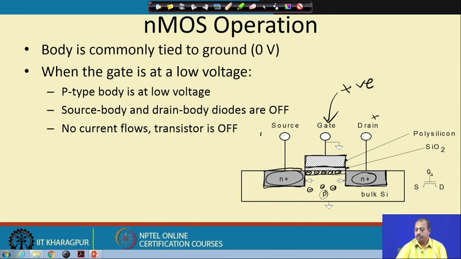Pictorially, it is represented by a symbol like this. In this symbol, we have two terminals, source and drain, and then the other terminal is called the gate, or G. When G equal to 0, there is no current flow between source and drain, otherwise there will be a current flow.